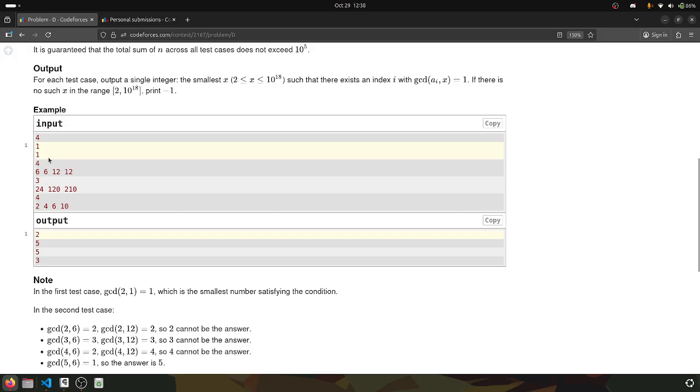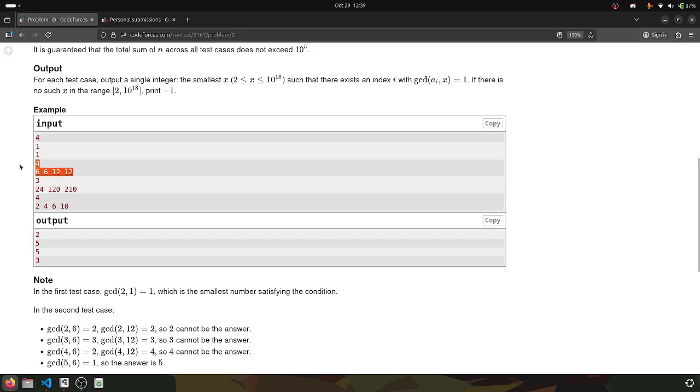Now the first test case is 1, and basically we need to find an x that should be greater than 2 and less than 10 to the power 18. Obviously x cannot be 1, otherwise the answer for all the test cases would be just 1. So for the first test case, the answer could be anything, since 1 is co-prime with every other number. I don't know if it is co-prime because the properties might be different for 1, but GCD of 1 with any other number will be 1. So the smallest possible number would then be 2.